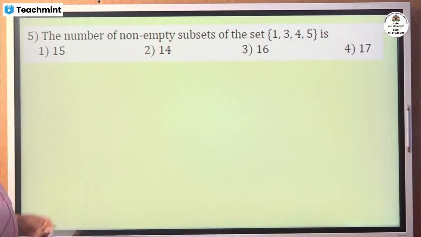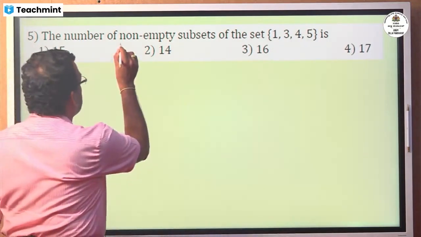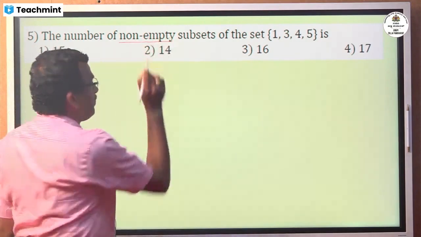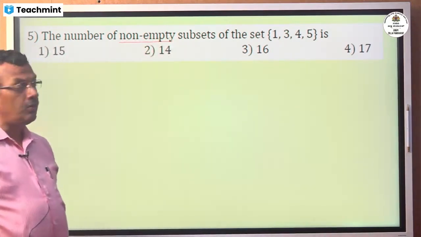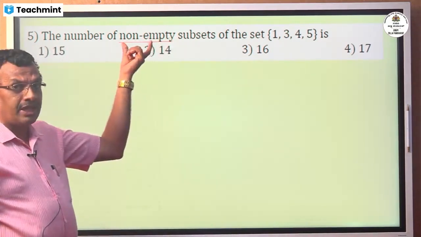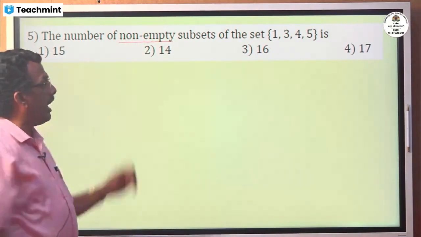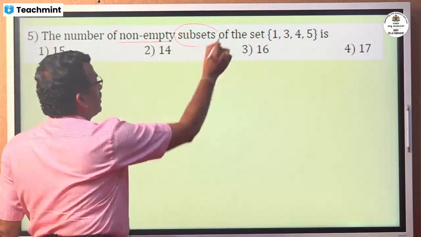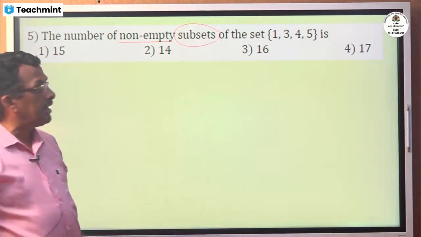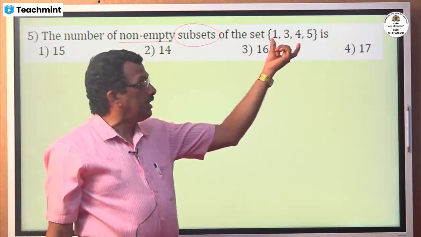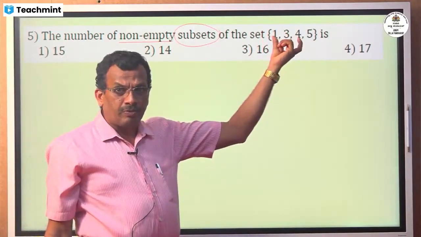Now, the number of non-empty subsets of the set 1, 2, 3, 4 is. Give the importance to the word non-empty. As you know that non-empty means other than empty. And we have to find what are the subsets. As you know that subsets are the sets which are written using the elements of a given set.